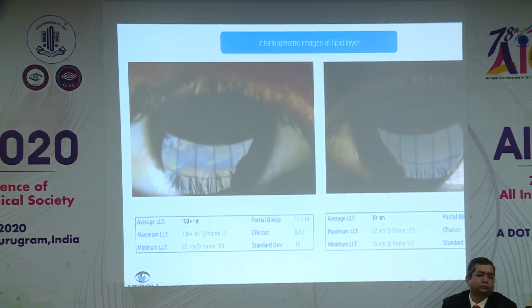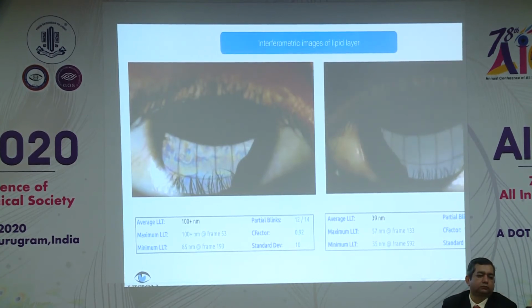So what you have on the left is an individual with a very healthy looking lipid layer, with a nice lipid layer thickness of more than 100 nanometers. What you have on the right is somebody with a thin lipid layer and a dull lipid layer with a lipid layer thickness of about 39 nanometers. So this is somebody with evaporative dry eye.